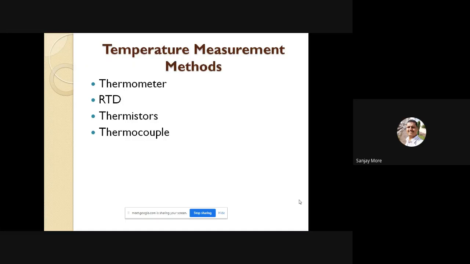Today onwards, I'm taking care to give you more time for completing the diagram. Okay. So yesterday's lecture covered the thermometer, RTD, and thermocouple.